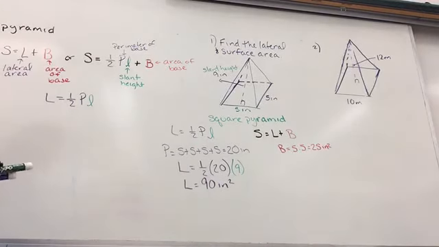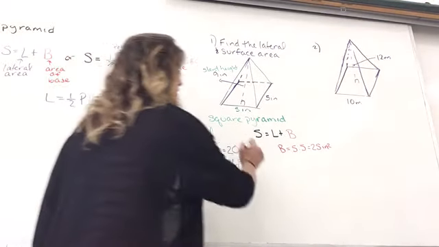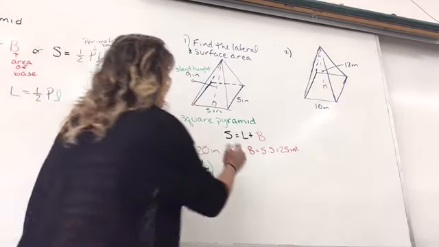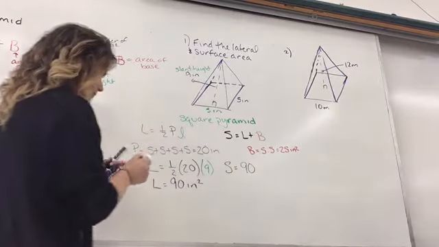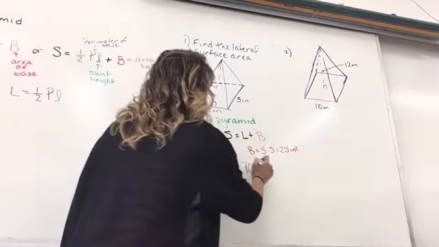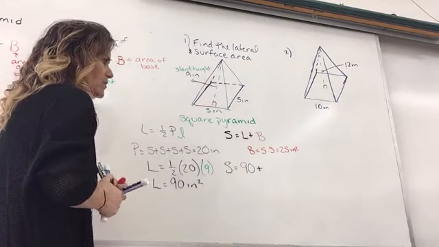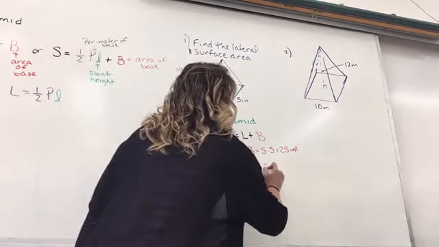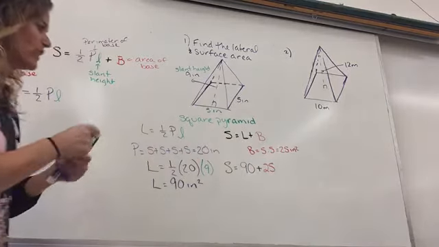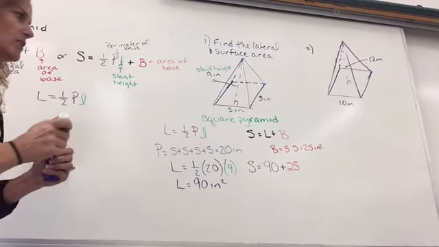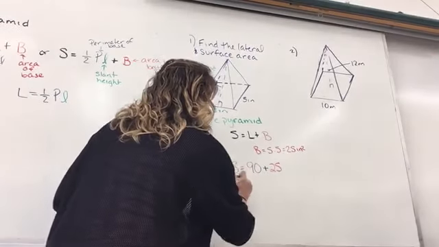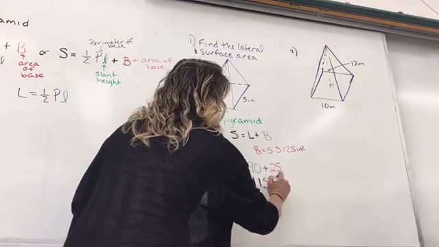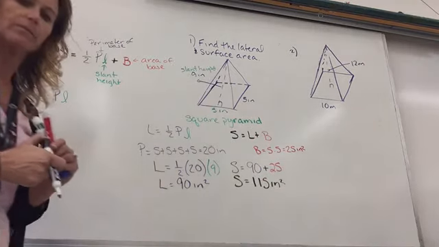Now I'm going to plug in my lateral area, and I'm going to plug in the area of my base. So the surface area is equal to the lateral area of 90 plus the area of my base, which is 25. And notice when I'm writing these in, I don't put the units in until the end. So the surface area is 90 plus 25, which is 115 inches squared.